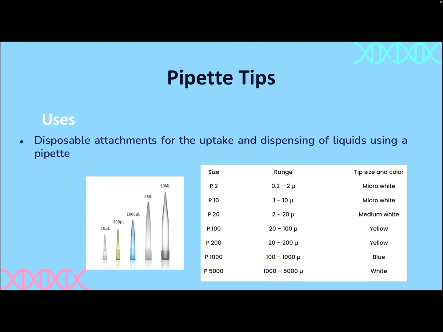Next is a pipette tip. A pipette tip is a disposable attachment for the uptake and dispensing of liquids using a pipette. The sizes of the pipette tips are color coded, like P200 seen as color yellow, P1000 seen as color blue.